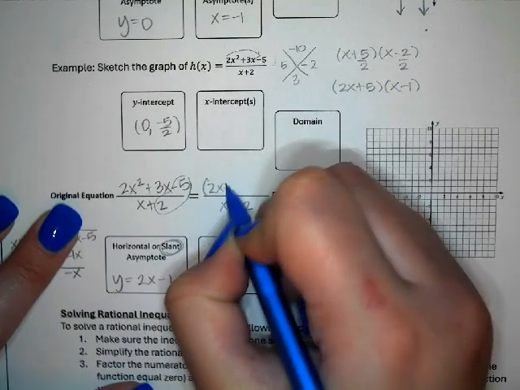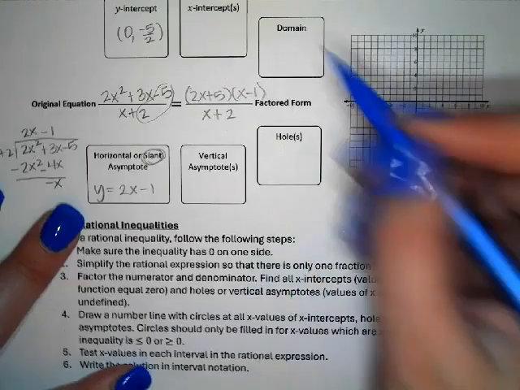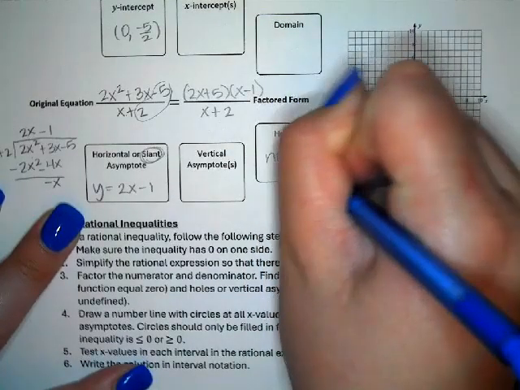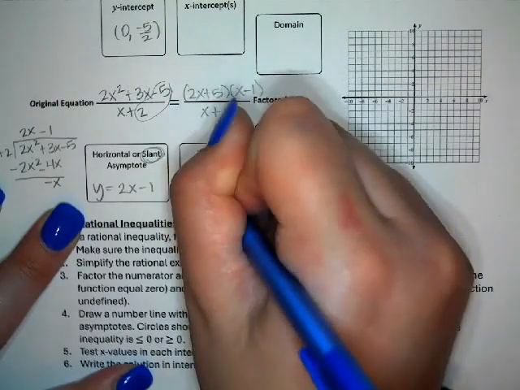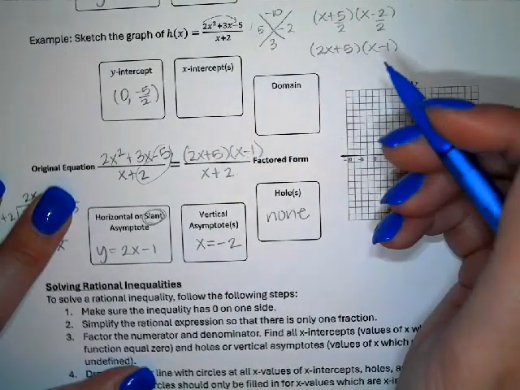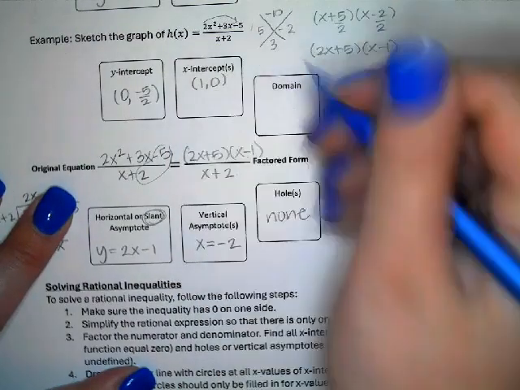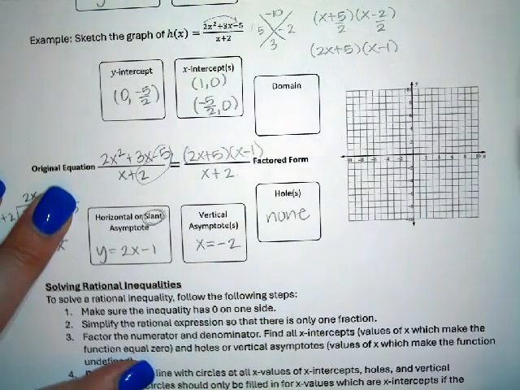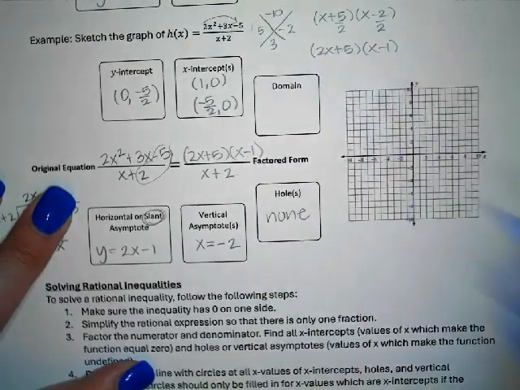So since none of these factors cancel, there are no holes. This leftover factor in the denominator is a vertical asymptote. And then these two factors give us x-intercepts. So we have an x-intercept at positive 1 and an x-intercept at negative 5 halves. And then the domain, we are only skipping the value of negative 2. That's the only value that makes the denominator 0. So I'm going to say negative infinity to negative 2, negative 2 to infinity.